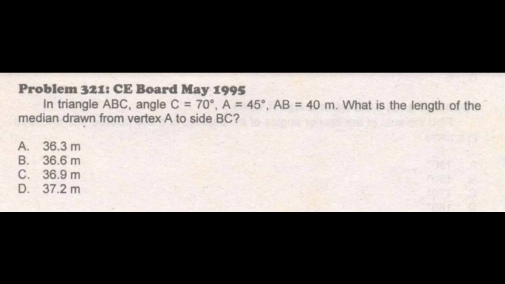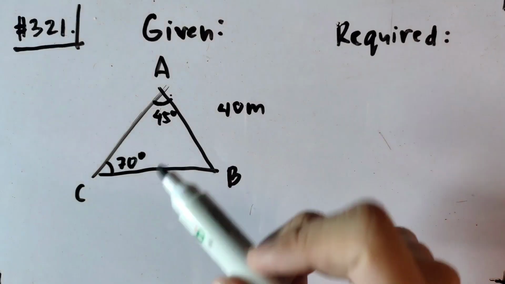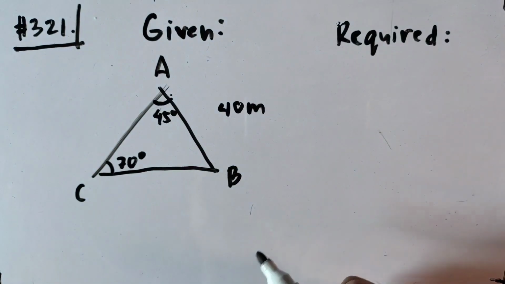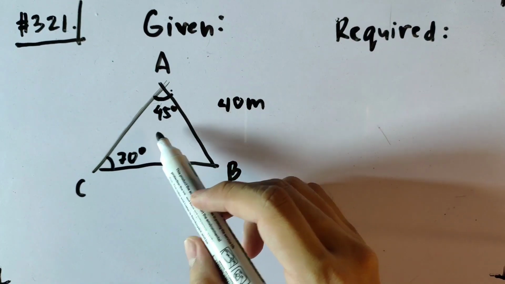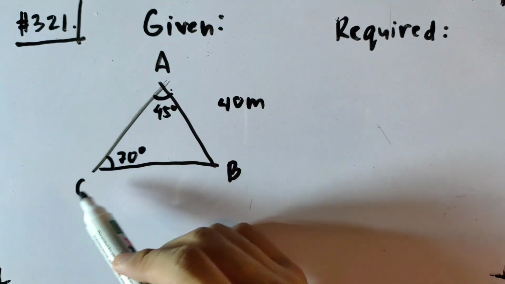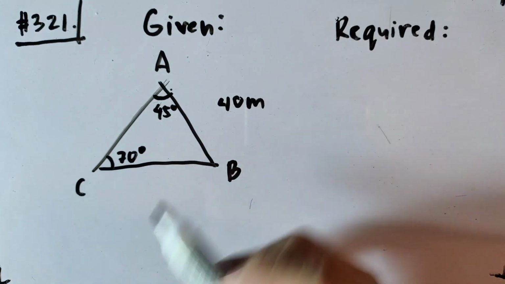Number 321. In a triangle ABC, angle C is equal to 70 degrees, angle A is equal to 45 degrees, and AB is equal to 40 meters. What is the length of the median drawn from vertex A to side BC? So given ulit tayo ng triangle ABC. Yung angle C ay 70 degrees at yung angle A ay 45 degrees. At meron tayong side C which is 40 meters.